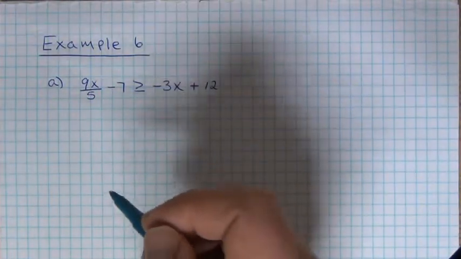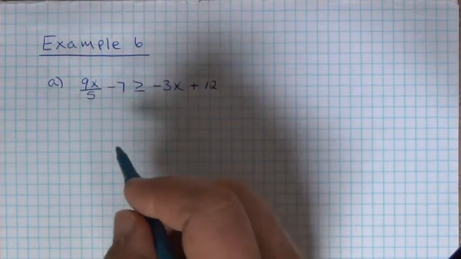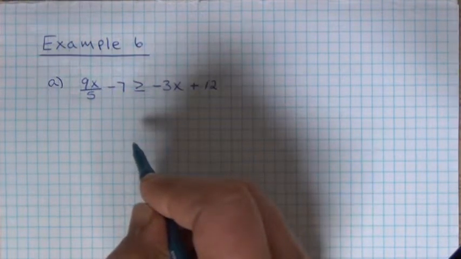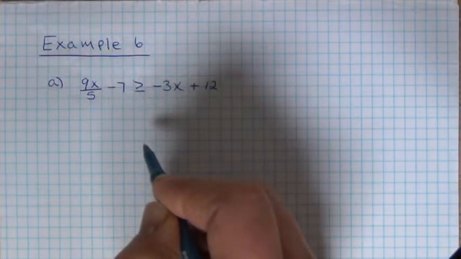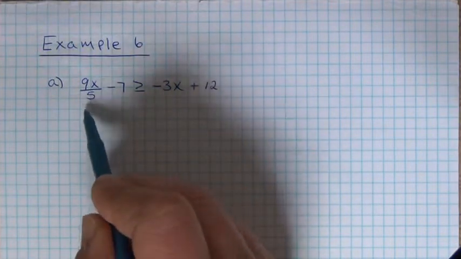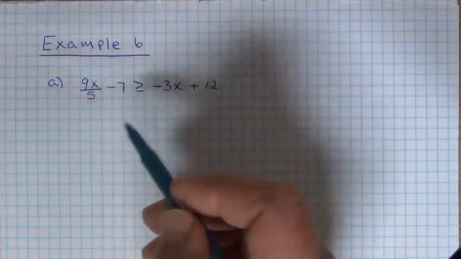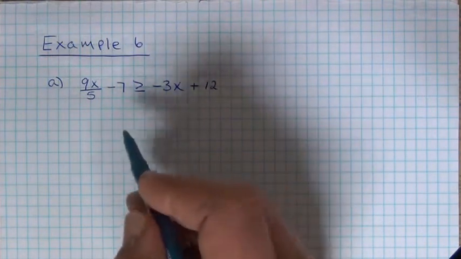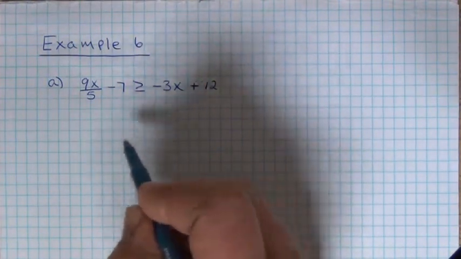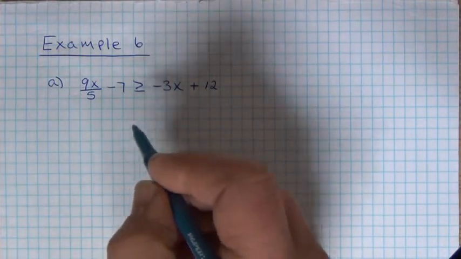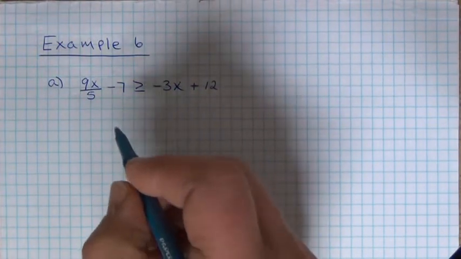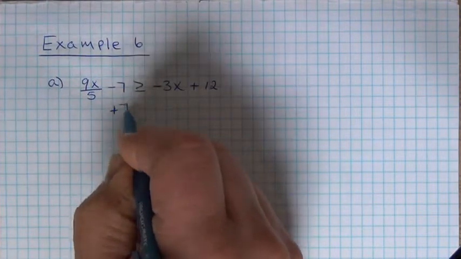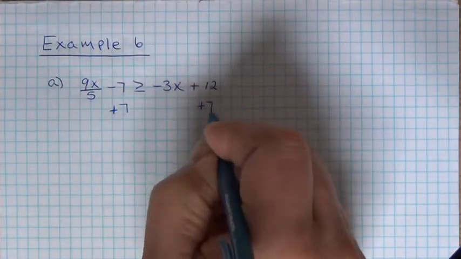Let's look at a very specific example out of your book. This one is 9x over 5 subtract 7 is greater than or equal to negative 3x plus 12. I notice that we're dealing with a fraction. Typically when we deal with fractions in equations or inequalities, we start by simplifying the equation or inequality as much as we can first. So in this case, we're going to start by adding 7 to both sides of the inequality.